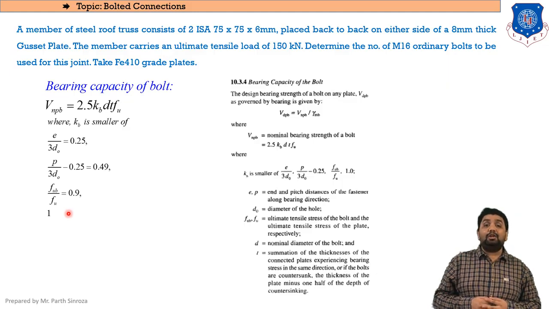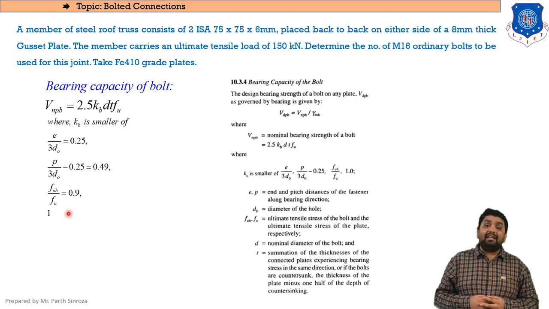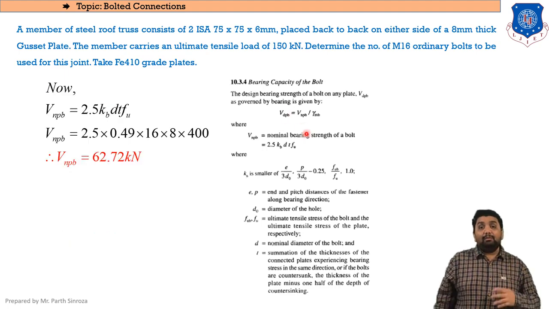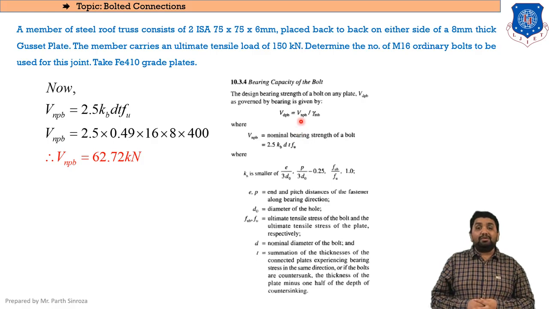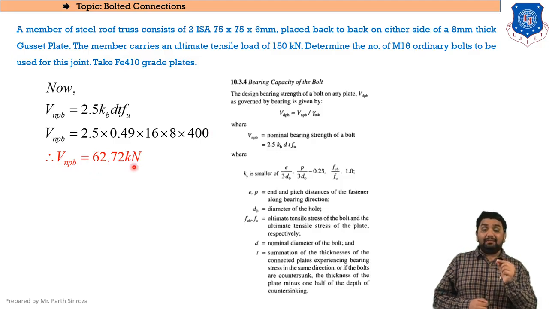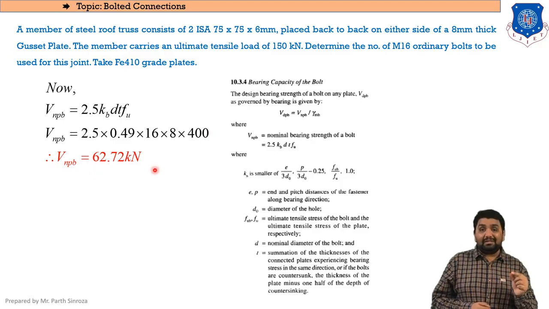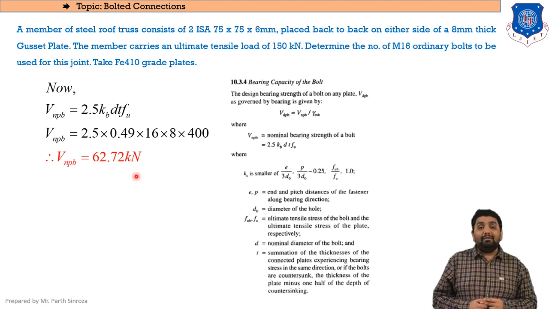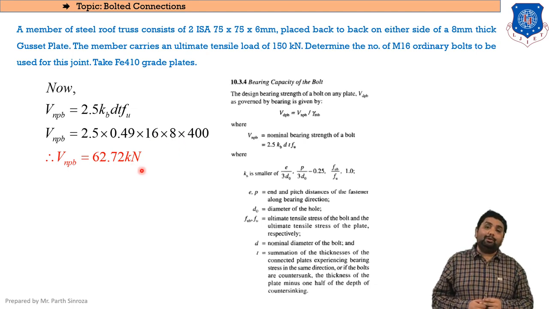So as we can see here in the code, it is mentioned that kb is the smaller of these four values. Out of these four values, the smaller value is kb equal to 0.49. So this is our final answer for kb. Now we will move forward to find Vnpb. The equation for Vnpb is 2.5 kb d t fu. Substituting everything here, keep in mind the thickness is to be taken as 8 mm, as we discussed in the figure, not 12 mm or 6 mm. Clear? So we will get an answer of 62.72 kilonewton.